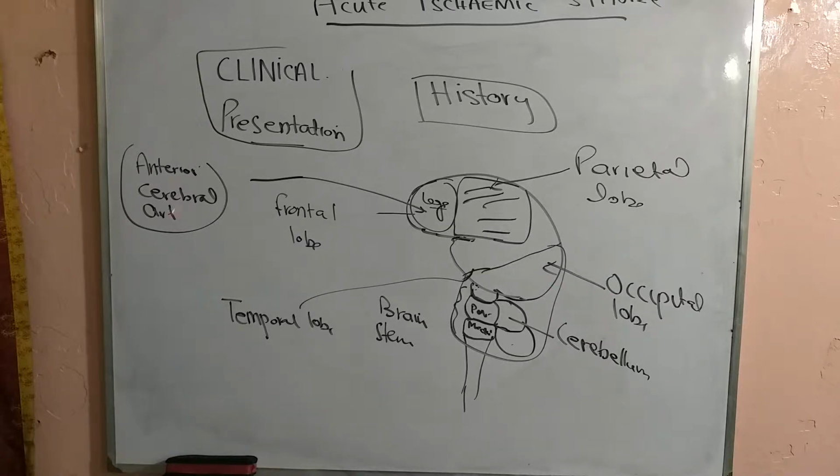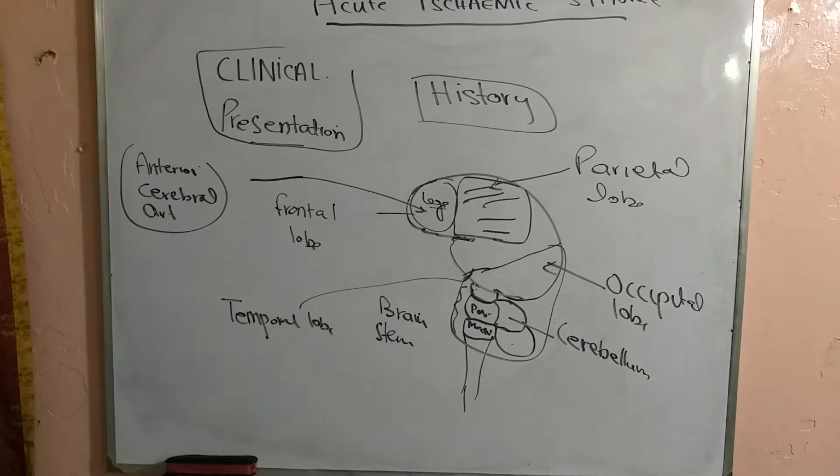But in cases of anterior and middle cerebral artery involvement, the majority of patients present with contralateral weakness of the upper or lower limb. In case of the anterior cerebral artery, the lower limb is involved, and in case of the middle cerebral artery, it's the upper limb which is mainly involved. There may be loss of sensation on the opposite side of the body, and there may be involvement of the cranial nerves on the same side. There may be homonymous hemianopia, and involvement of the facial nerve on the same side.